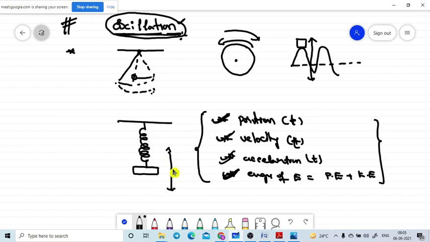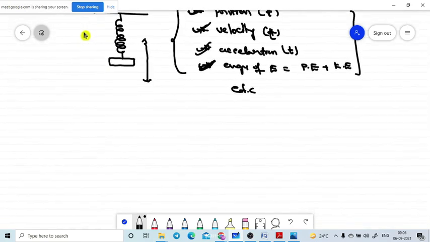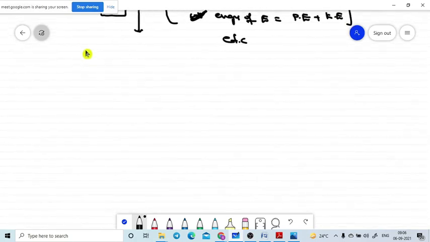So the goal of this oscillation topic is that we are studying the physical quantities of oscillating bodies. These are only some of the physical quantities I have written here. There may be more physical quantities which will come in your topic. So the goal of this topic is to study the physical quantities of the oscillating bodies.